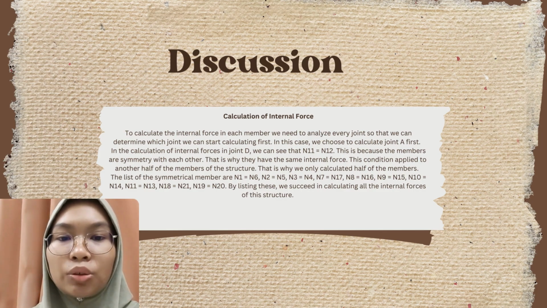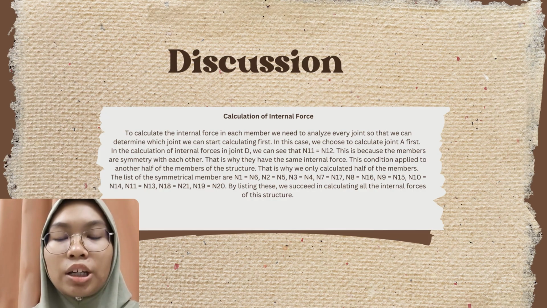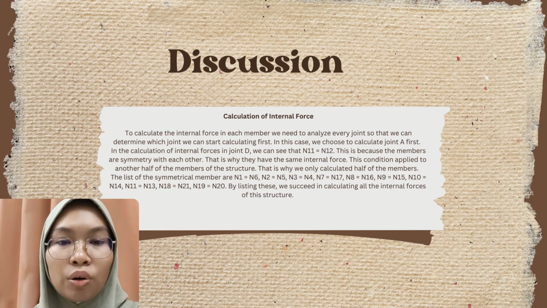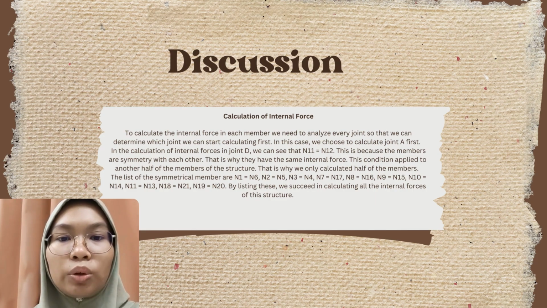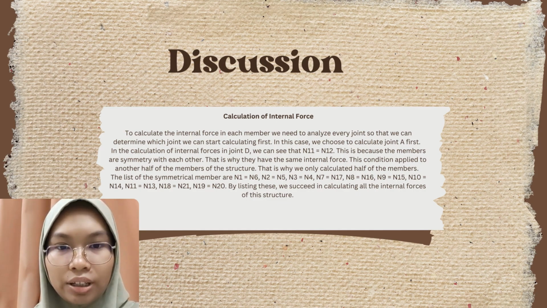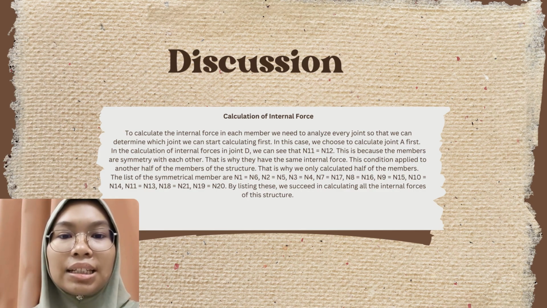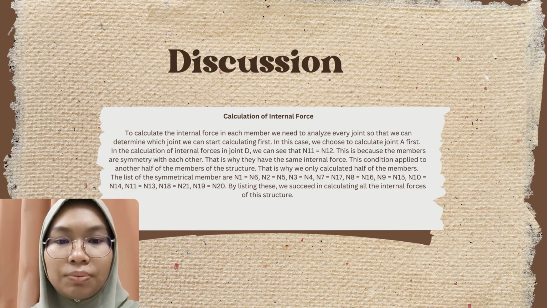The list of the symmetrical members are N1 equal to N6, N2 equal to N5, N3 equal to N4, N7 equal to N17, N8 equal to N16, N9 equal to N15, N10 equal to N14, N11 equal to N13, N18 equal to N21, and N19 equal to N20. By listing this, we succeed in calculating all the internal forces of this structure.